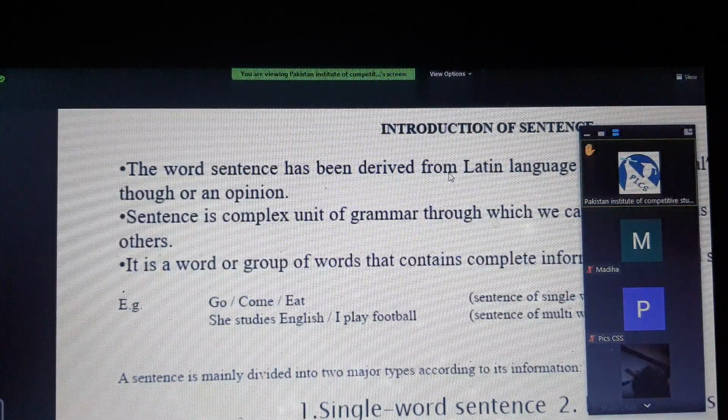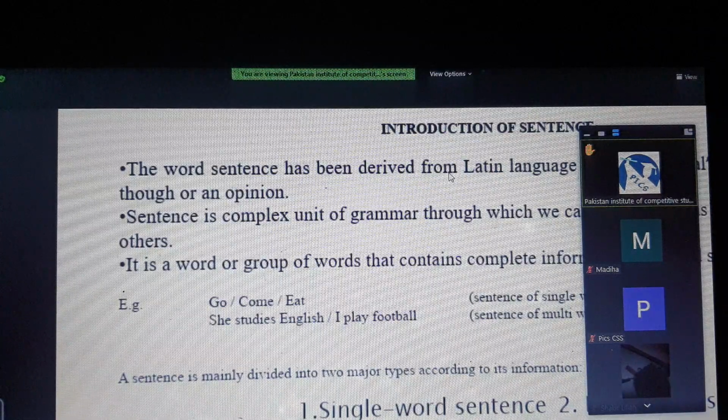They will confuse you. You will think that it is a single word, but it is not only a single word, it is a complete sentence.